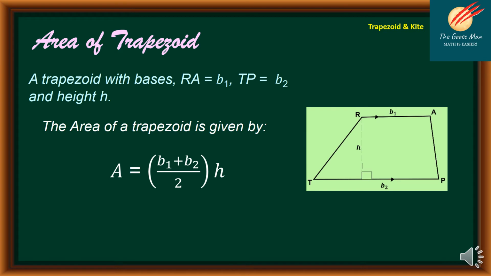So let's move on to another definition of terms. That is the area of a trapezoid. A trapezoid with bases RA equal to b sub 1 and TP equal to b sub 2, and the height equal to h. On our illustration, b sub 1 and b sub 2 are parallel lines. The area of a trapezoid is given by the sum of the bases, meaning base 1 plus base 2, divided by 2, times the height.